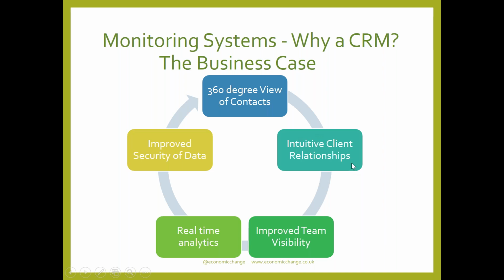If you have all of that information, that leads to a more intuitive client relationship. So you start to build better relationships with your volunteers because you know the history of interaction, you can respond to them better, and you can engage them better. And that supports improved team visibility. That's really about making sure that your team feel confident and are clear on past relationships and are able to really maximise those in their role, whether they're involved in marketing, delivery, or quality control.